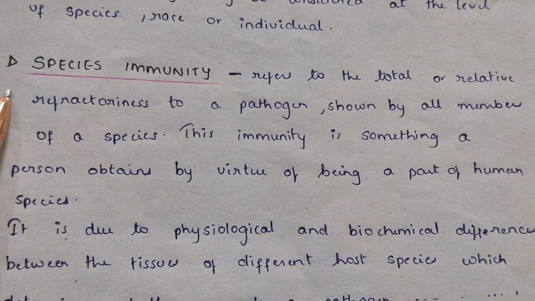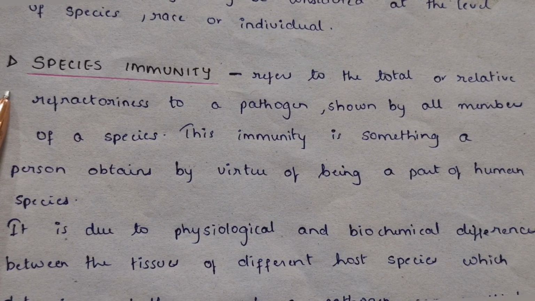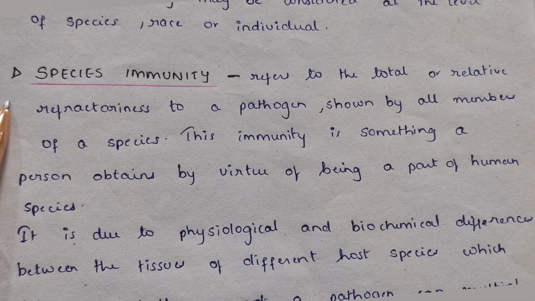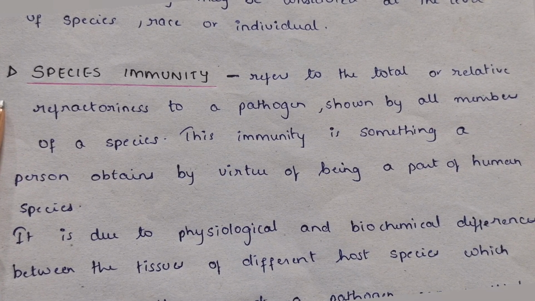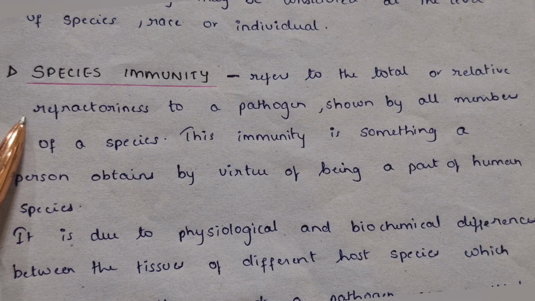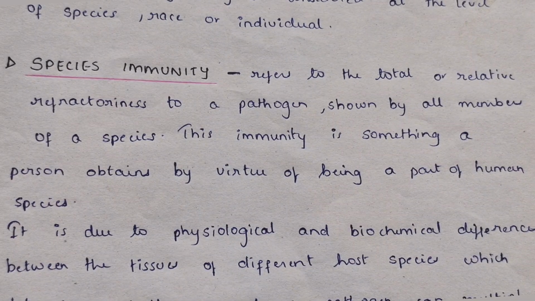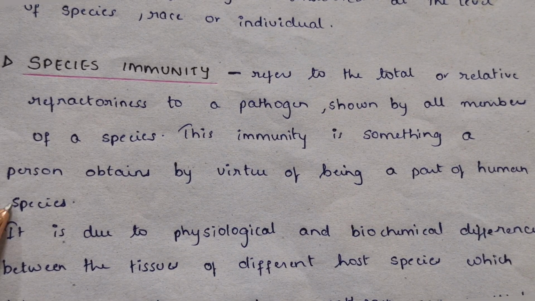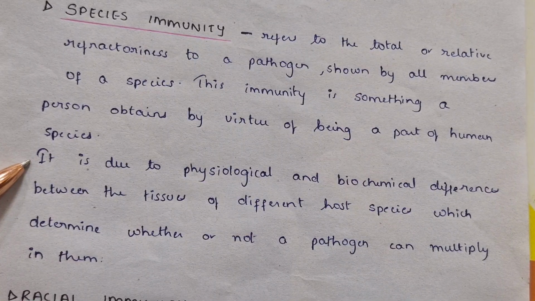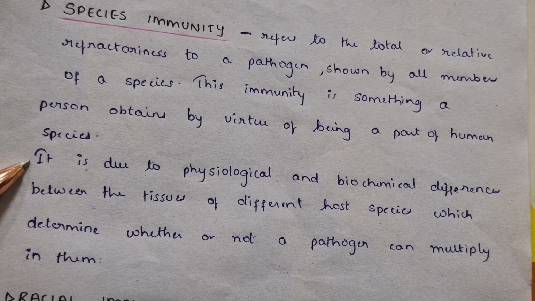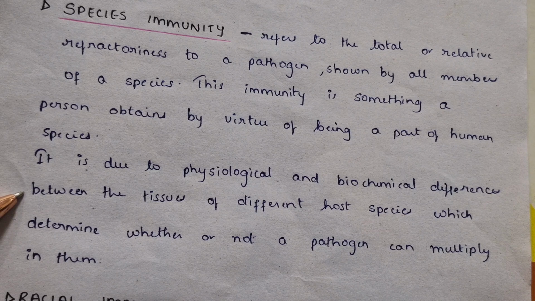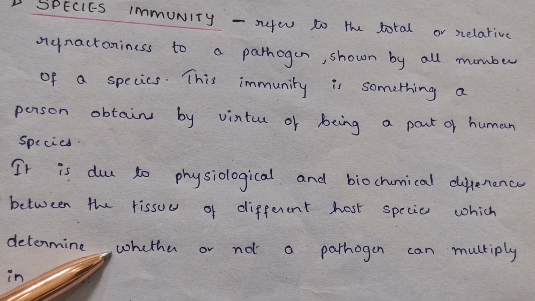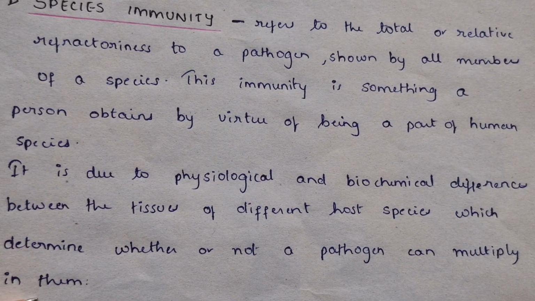Innate immunity may be considered at the level of species, race, or individual. So, the first one under innate immunity is the species immunity. Species immunity refers to the total or relative refractoriness to a pathogen shown by all the members of a species. This immunity is something a person obtains by virtue of being a part of the human species. It is due to physiological and biochemical differences between the tissues of different host species, which determine whether or not a pathogen can multiply in them.